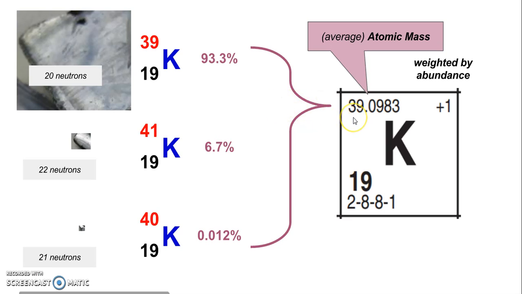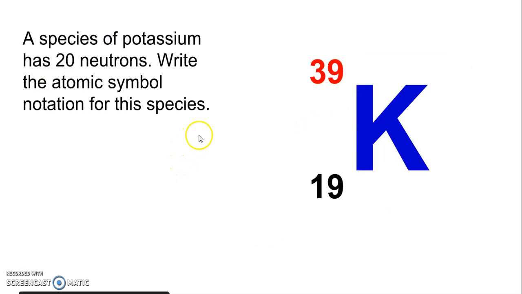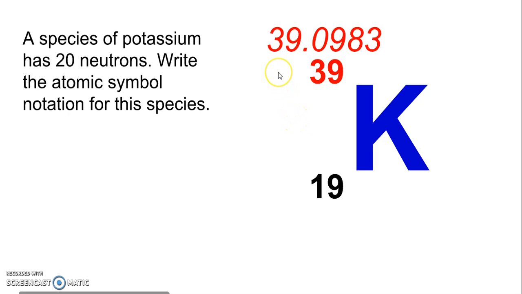So this average atomic mass is the weighted average of all the masses, or mass numbers, of all the isotopes of potassium. Now, here's another common mistake I see people make. Let's say we've got a question like this: a species of potassium, meaning a type of isotope of potassium, has 20 neutrons. Write the atomic symbol notation for this species. Here's the right answer, but sometimes I'll see people just stick in the average atomic mass because they think they're supposed to pull the information from their periodic table. Don't do that. This is an average atomic mass. You're never going to write that number there when you're writing atomic symbol notation.